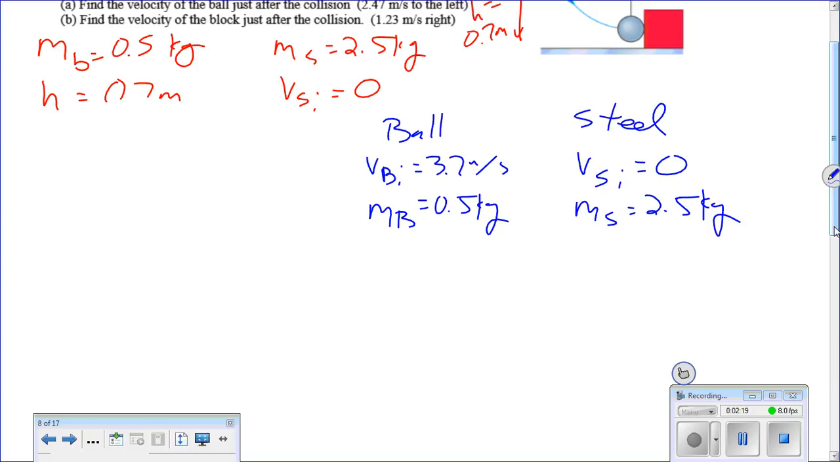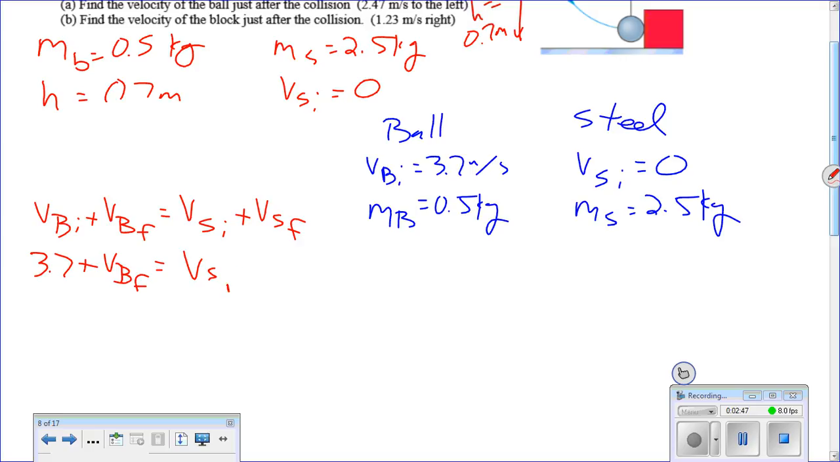Okay, so let's clear up some space here. So here are my two equations. I know that the velocity of B initial plus the velocity of B final is equal to the velocity of steel initial plus the velocity of steel final. And I can plug in my numbers to find out that 3.7 plus the velocity of the ball final equals the velocity of the steel final, right? Because this guy is 0. Okay, so that is equation number 1.